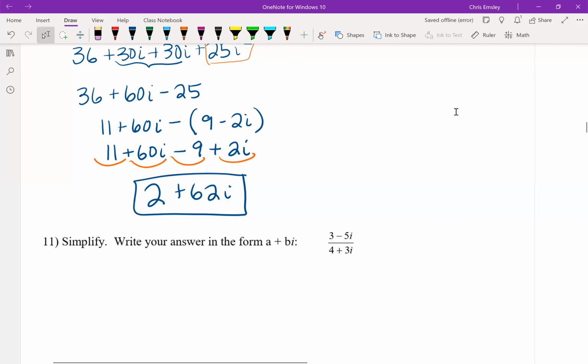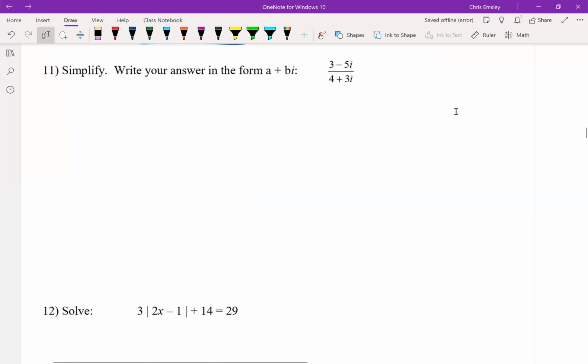Another complex number problem. This one is a division problem. The directions say simplify. They could also say divide. They could also say write in standard form. But when we see this type of problem, what we need to remember is that our goal is to get the i's out of the denominator. So this is kind of like rationalizing the denominator.